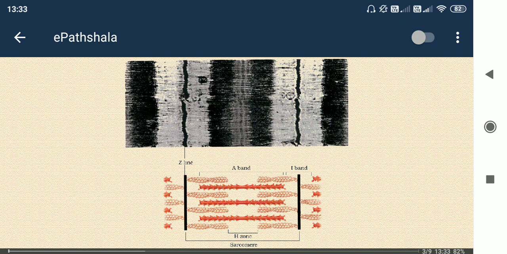So sarcomere means two Z lines. The distance between two Z lines is known as the sarcomere. Okay, so sarcomere is the unit of contraction. So what happens, the Z lines come closer to each other when muscle contracts, and when muscle relaxes the Z lines go further away from each other.